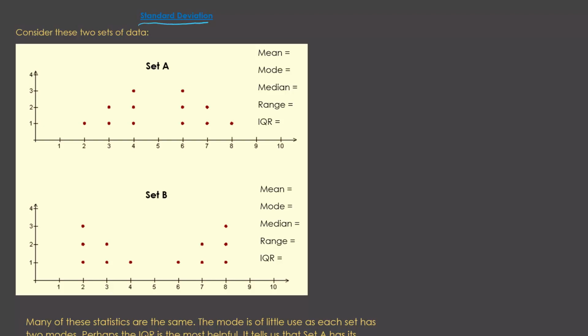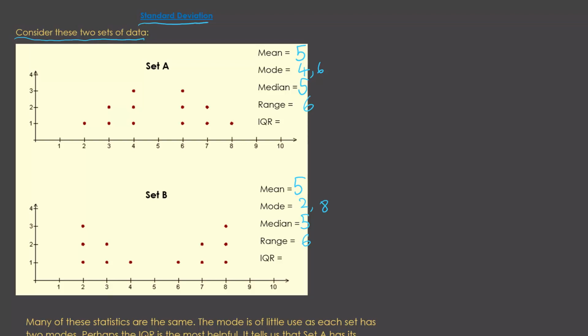Standard deviation. Consider these two sets of data, and we're asked to calculate some statistics about them. Because they're perfectly symmetric, it should be easy to see that the mean is 5 for each of them. And of course, the median would be the same because they are perfectly symmetric. The mode for the first one is 4 and 6, and for the second one is 2 and 8. The range of both of them is 6.